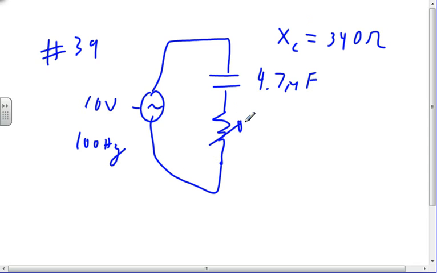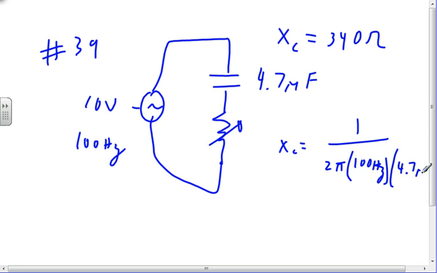X of C is equal to 1 over 2 pi times 100 hertz times 4.7 microfarads. So I have 340 ohms. XC is equal to 1 over 2 pi 100 hertz 4.7 microfarad. It hasn't changed. We've used it over and over again. Okay, so that's the case.